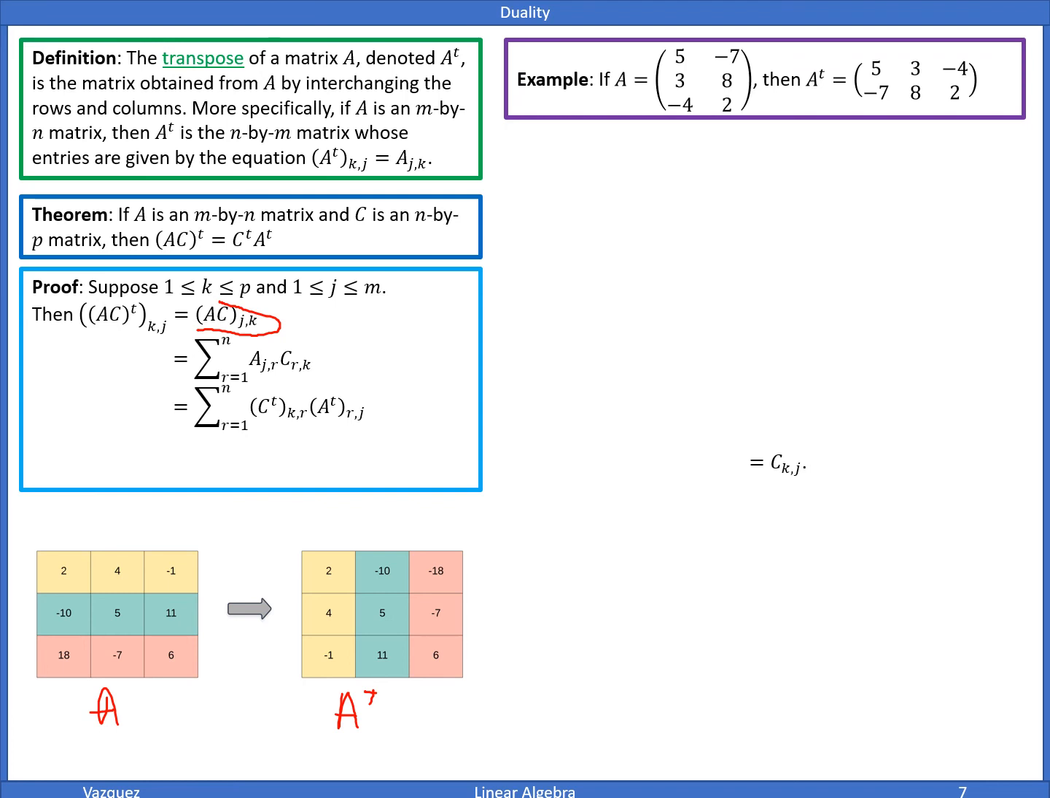So where does this equality come from now? Well, again, just applying the definition of transpose, we can flip the order. But now, instead of RK, it's going to be KR, right? Rows become columns, and columns become rows now. Same thing with the A transpose, which is just equal to C transpose times A transpose, and we get our desired equality.